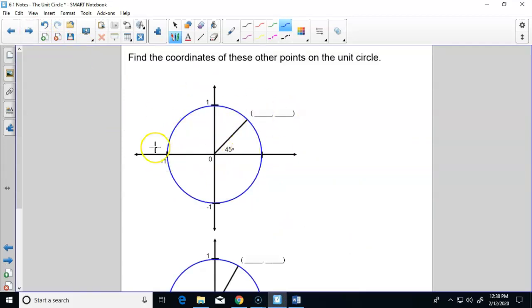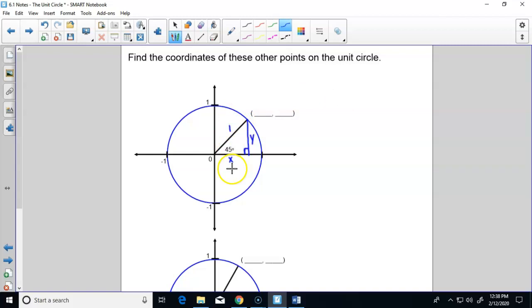Alright, so the next circle that I've given you here, it's still a unit circle. Now I've drawn in a line right here, but I've got a 45-degree angle. And so I'm going to make myself a right triangle right here. I'm going to call this side X and this side Y. And Leah, what's the length of this slanted line right here? It'd be 1 because that's a radius. So in this case, I've got a 45, 45, 90 triangle.